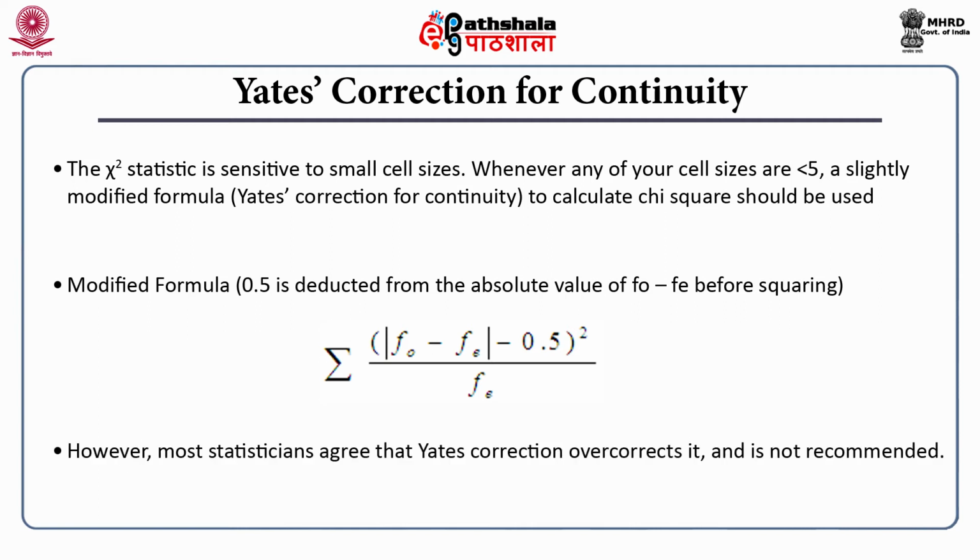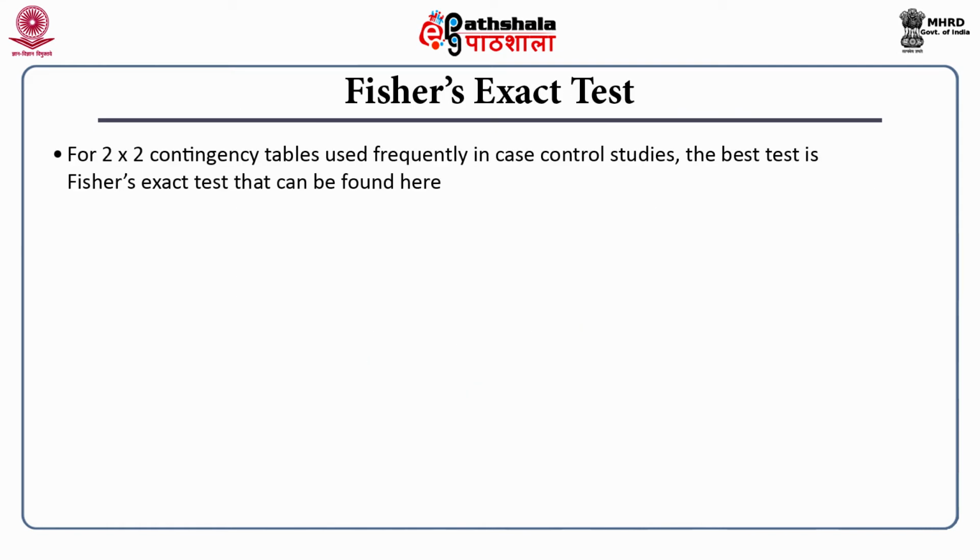However, you should note that most statisticians agree that Yates correction overcorrects and it is not recommended. So there is a bit of a catch before you use this Yates correction; you should know that it is not really a good approach either. If you are working with this kind of 2 by 2 contingency table, often used for case control studies in clinical research, the best test is Fisher's exact test, which can be found in the GraphPad quick calculators, the link given in the module.